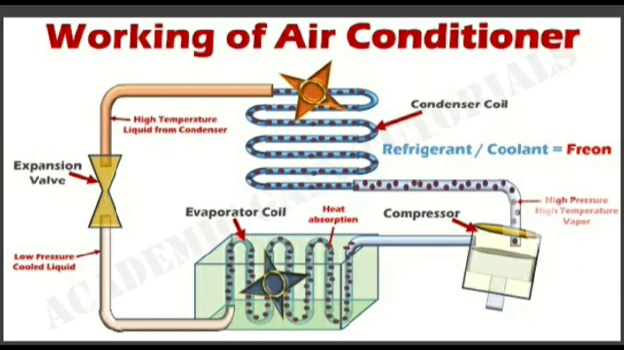Now, this high-temperature condensed liquid refrigerant will leave the condenser and enter the expansion valve through this connecting pipe. When the refrigerant leaves the condenser in its liquid state, it has already given away heat to become liquid from gas, but it is still too hot to enter the evaporator coils. Before the refrigerant passes to the evaporator coils, it must be cooled down. This is where the expansion valve comes in.